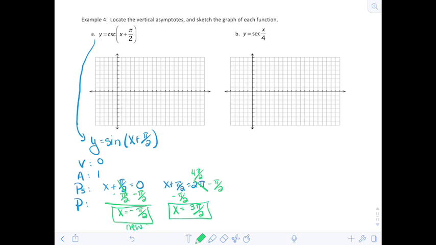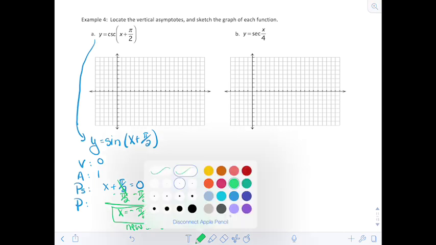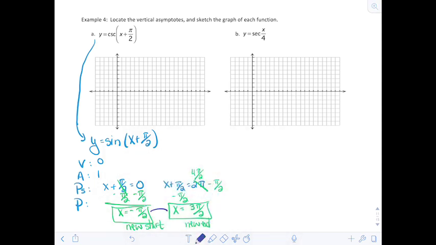So this is my new start and my new end. And from negative pi over 2 to 3 pi over 2, hopefully you can see that that's a distance of 4 pi over 2, which is 2 pi. So if we go over here and do the period formula, the period for cosecant is 2 pi over b, which is 1, so the period is just 2 pi.